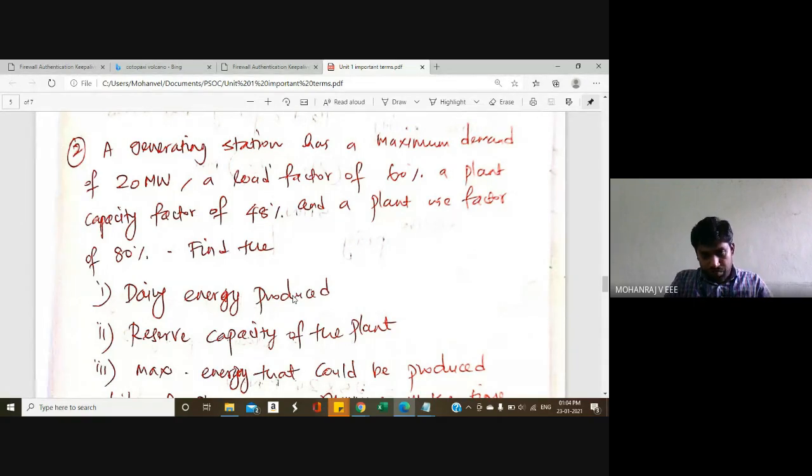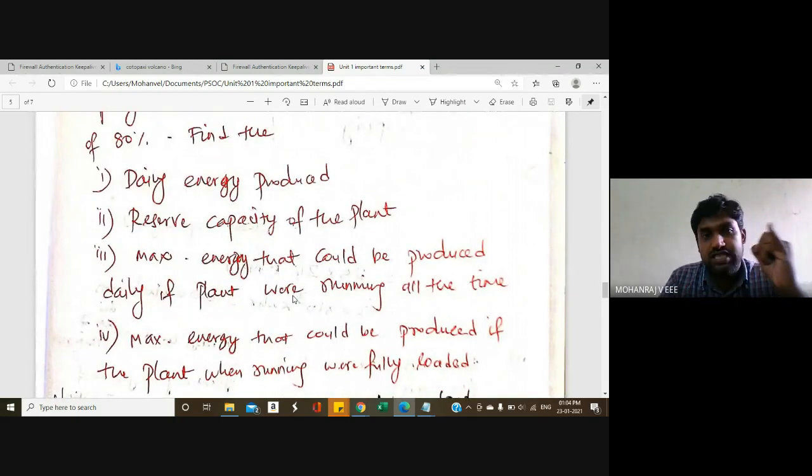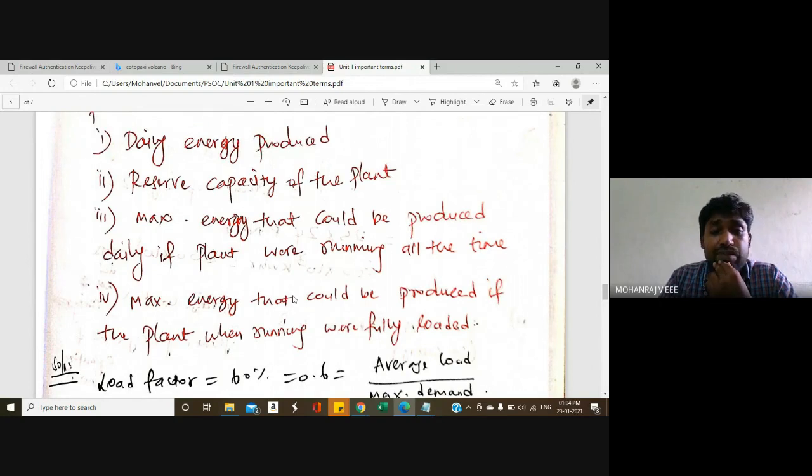Now they are asking us to find the daily energy produced, the reserve capacity of the plant, the maximum energy that could be produced daily if the plant were running all the time, and finally the maximum energy that could be produced if the plant when running were fully loaded.